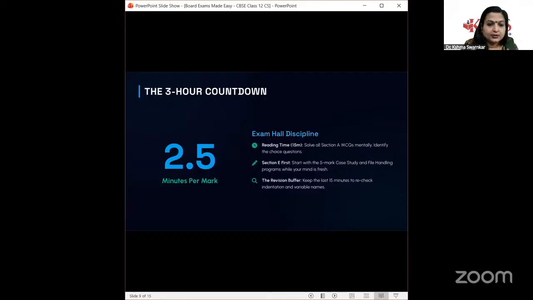And then the revision buffer should be so that you can at least review the whole paper in one go. If you keep investing the time to solve each and every question sequentially, slowly, giving a good time to read it, analyze it, and all that, then that is a waste of time. And at least do your work.